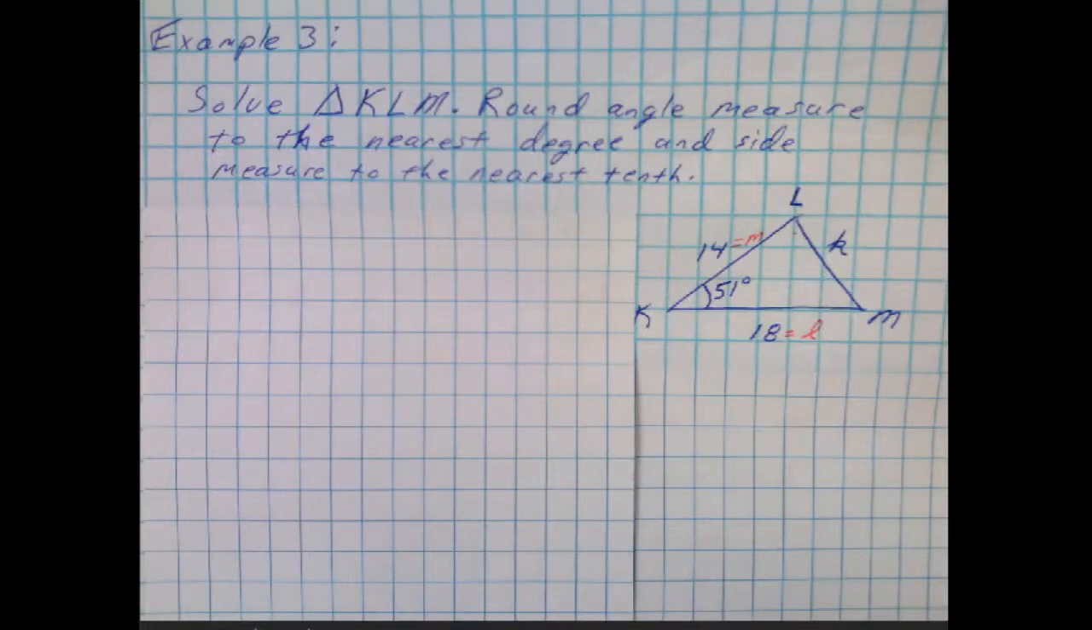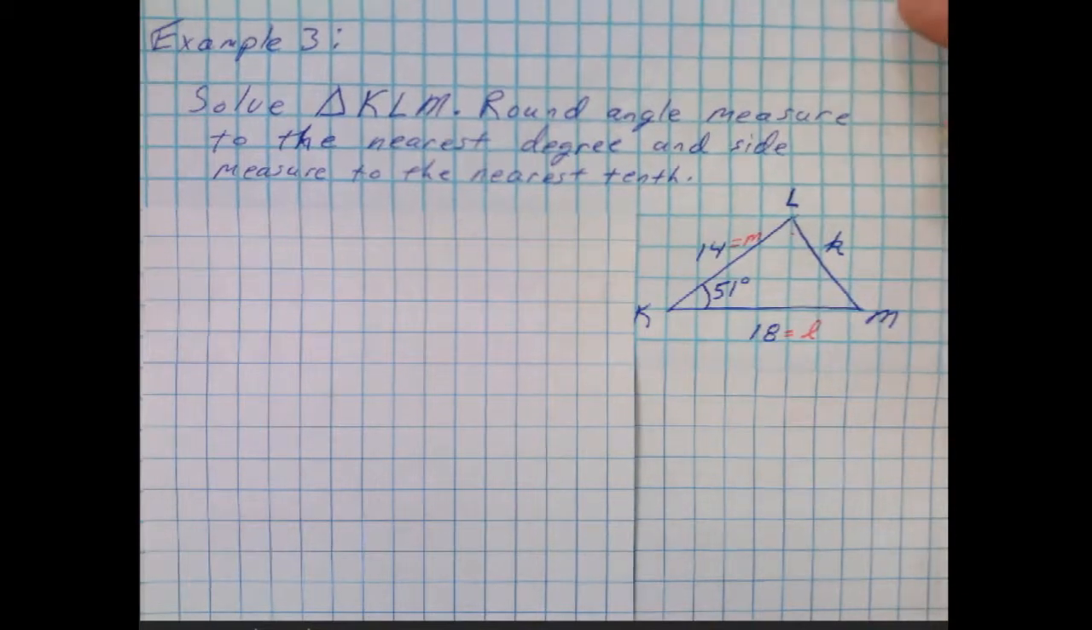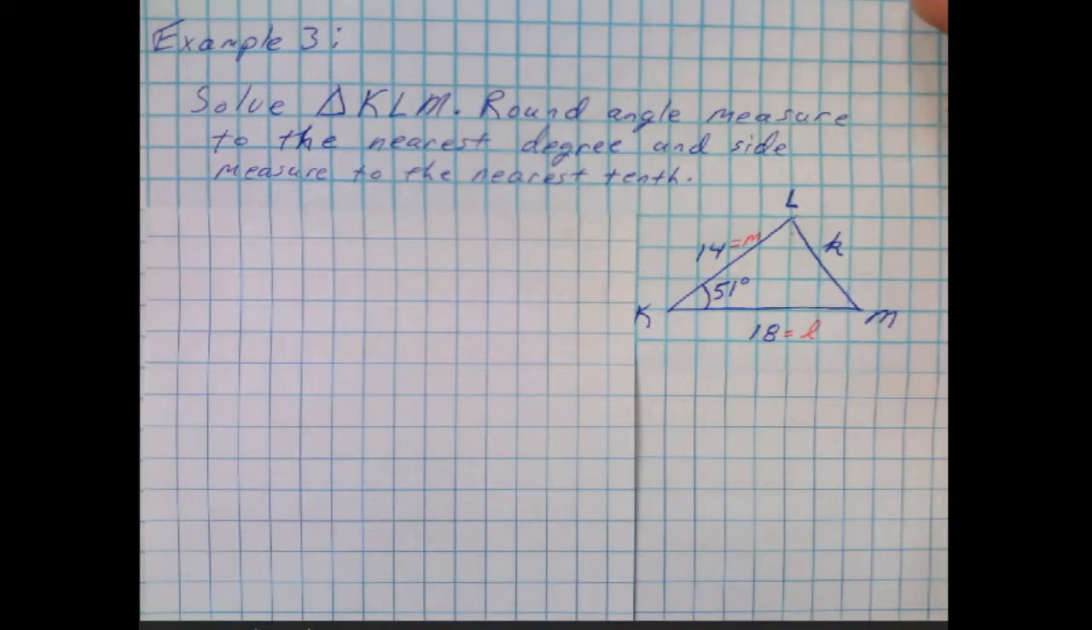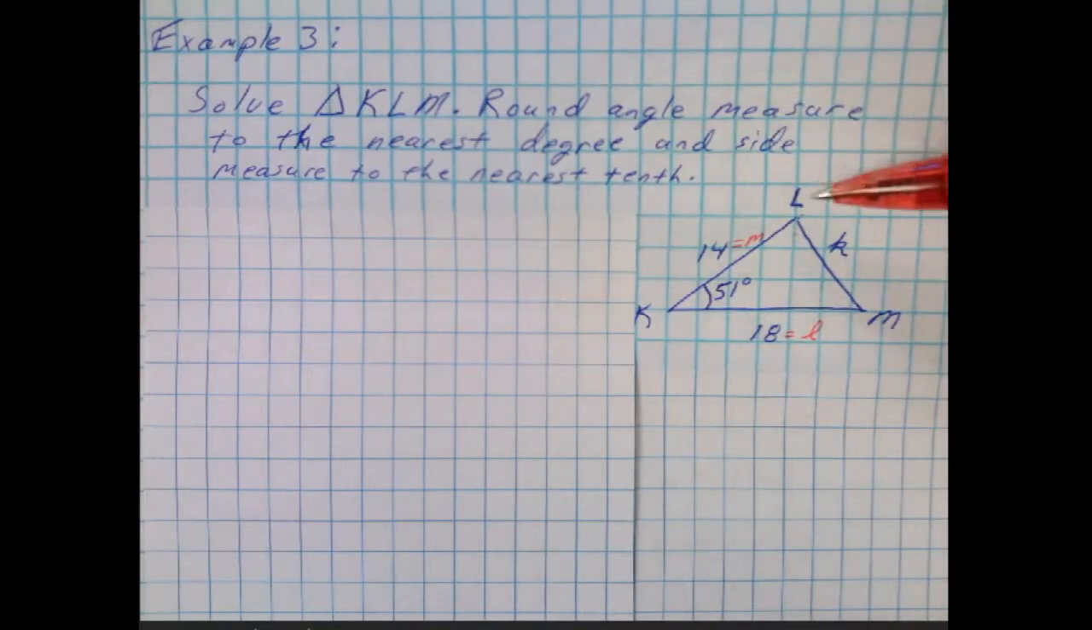Welcome back. So today we're talking about the second part of our law of cosines. So we're just going to do a couple examples. One is finding all those missing pieces using law of cosines, and one is going to be a word problem. So we're going to start out by solving for triangle KLM. So if you remember, that means we're going to find all the missing pieces.